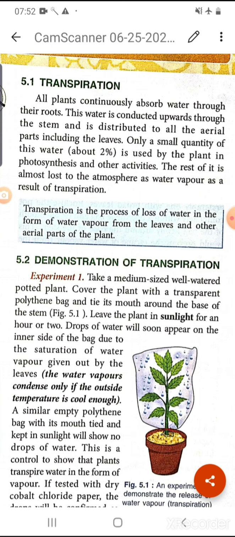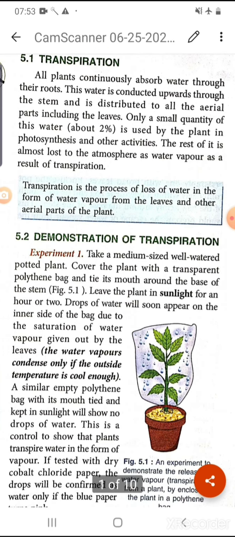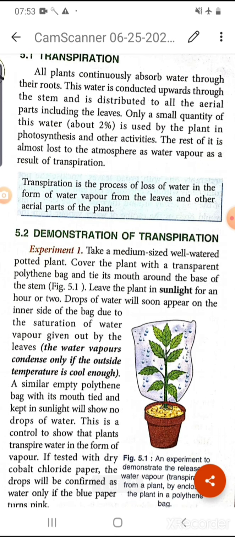So let's see the definition of transpiration. Transpiration is the process of loss of water in the form of water vapor from the leaves and other aerial parts of the plant. Okay, so now the first demonstration of transpiration, the first experiment to show transpiration.